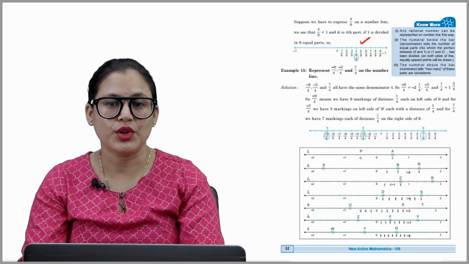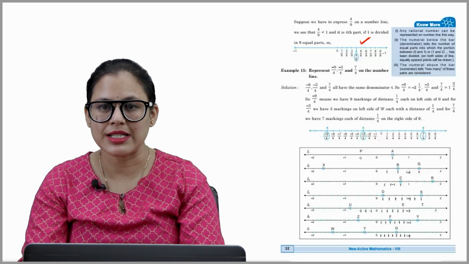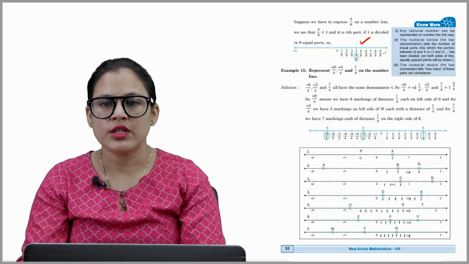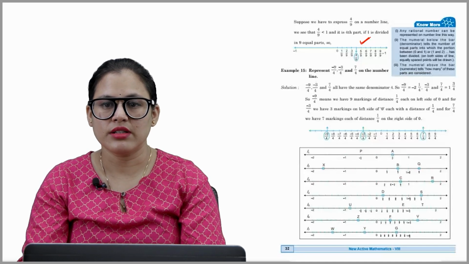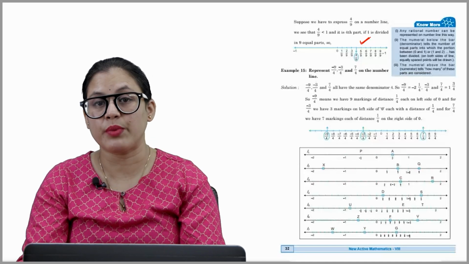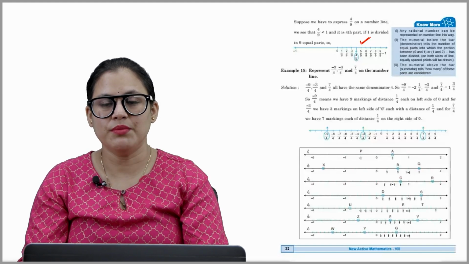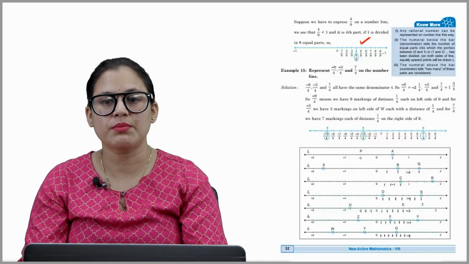Okay. Number 2, the numeral below the bar, that is the denominator, tells the number of equal parts into which the portion between 0 and 1 or 1 and 2 has been divided. On both sides of the line, equally spaced points will be drawn. Number 3, the numeral above the bar, that is the numerator, tells how many of these parts are considered.